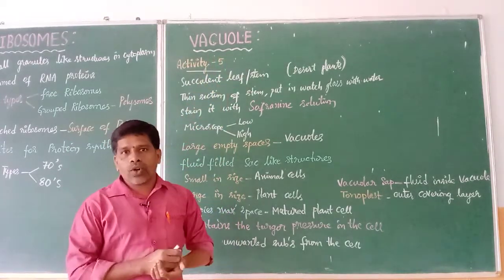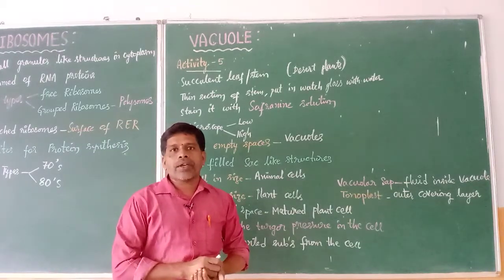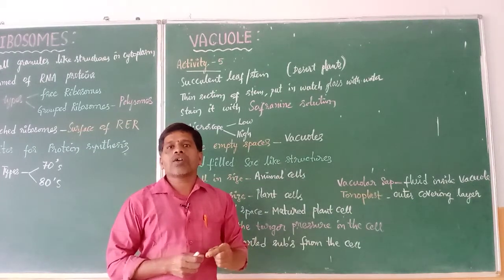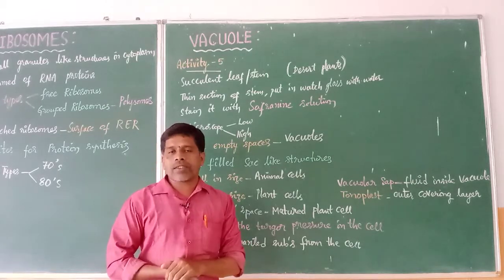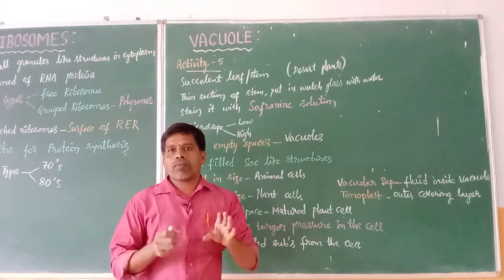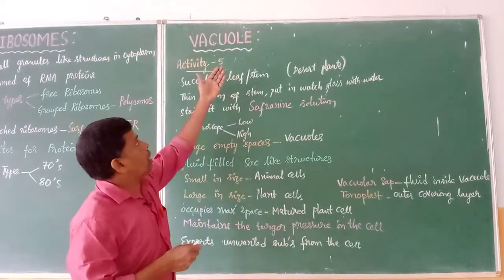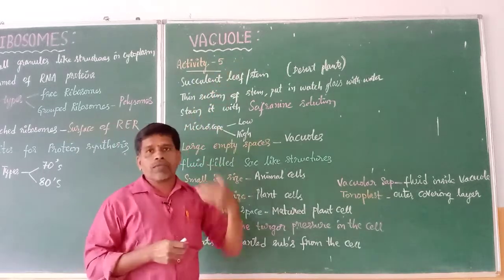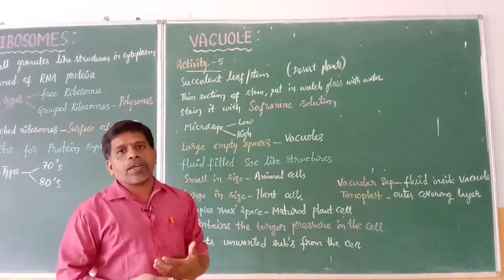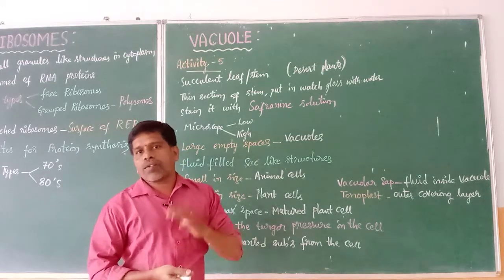Regarding vacuoles, large size vacuoles are present in the plant cells. Small size vacuoles are present only in microscopic animals like amoeba and paramecium. And in general, vacuoles are absent in animal cells. We'll see that in detail. Now before we start with the function, how it appears, and where it is present, let us try to understand this vacuole by doing one activity.